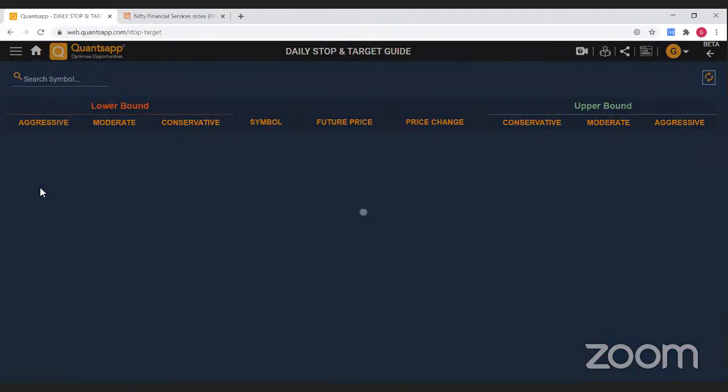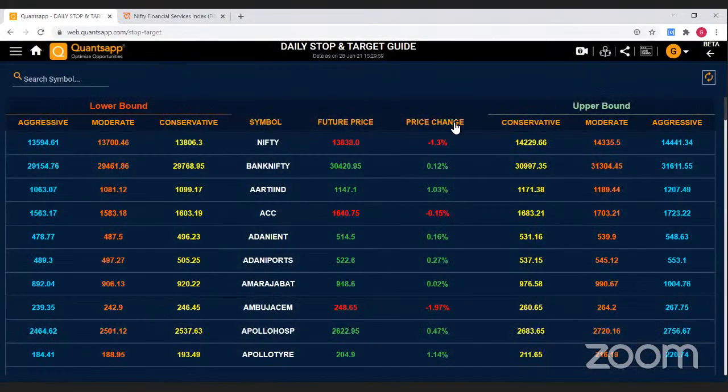So now we'll move to the last tool we are taking, that is the daily stop and target. And this is like a normal tool, but it comes with a lot of practical things. So we all know the concept of volatility. So what does volatility tell us?